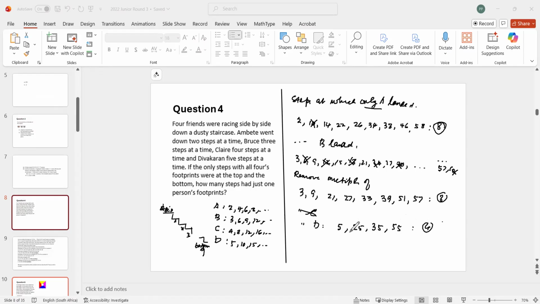Okay. So we've finished the whole lot, A, B, C, D, right? We have to take them all to be less than 60. Okay, so therefore the answer is, these are the only ones where only one step, only one person's footprint. And it's 8 plus 8 plus 4, which is 20. Okay, so the answer to that problem is 20.